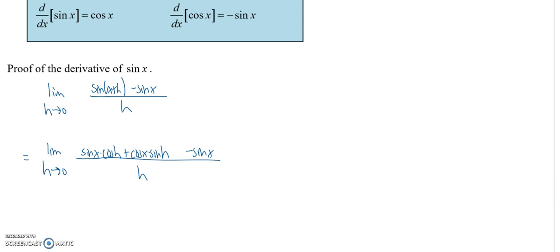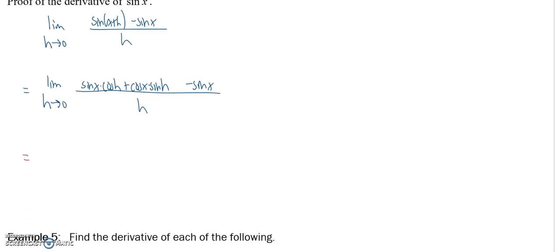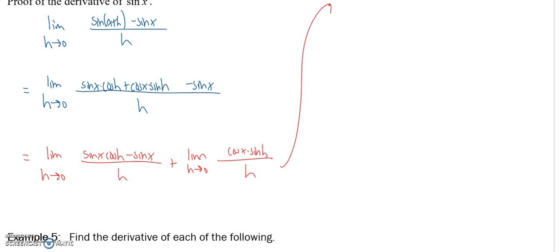And now I'm going to expand it out and separate it just a little bit here. So the limit as h approaches 0 of sine of x cosine of h, I'm taking that first term, minus sine of x, I'm taking this last term as well, over h, plus the limit as h approaches 0 of cosine of x times sine of h over h. I just split it up that way because now when I look at this first limit, both of those terms have a sine in them, so we can split it up that way by factoring it out.